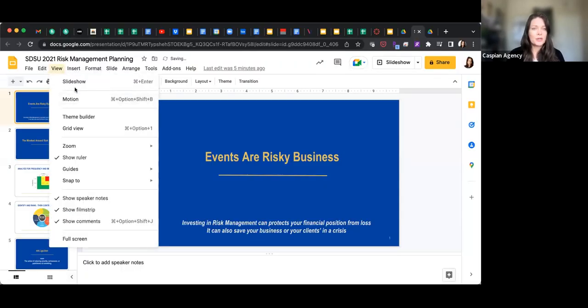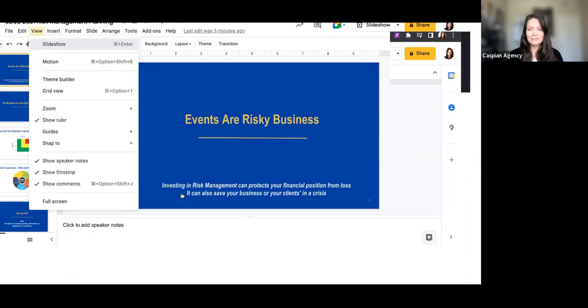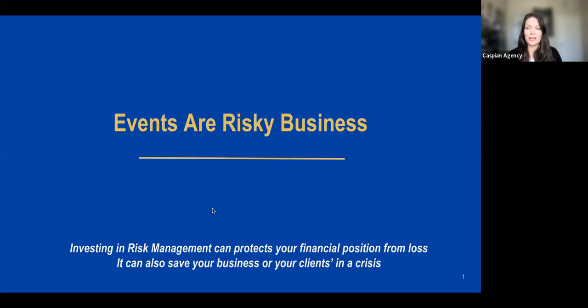Let me get to slideshow. So first of all, we all know events are risky business. That is not news, I know. And considering risk and quantifying it in a way that is understood, or at least might be accepted by the executive office, is important. It also protects your financial position.